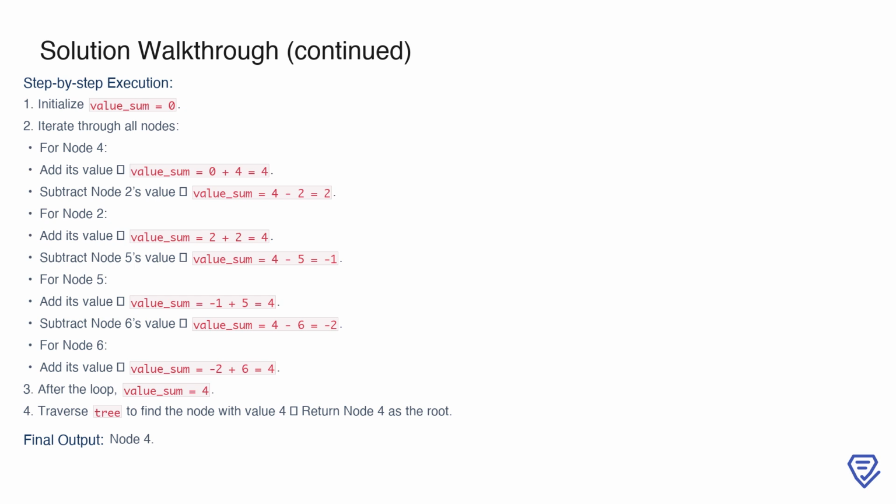To identify the root, we traverse the tree once more and locate the node with the value 4. This matches node 4, so we return node 4 as the root. The final output for this example is node 4.